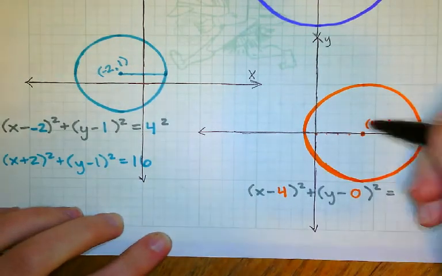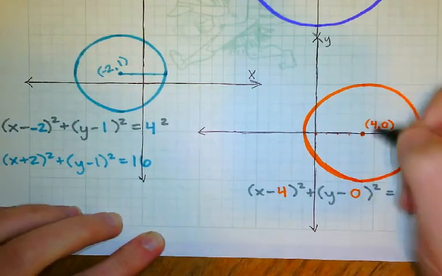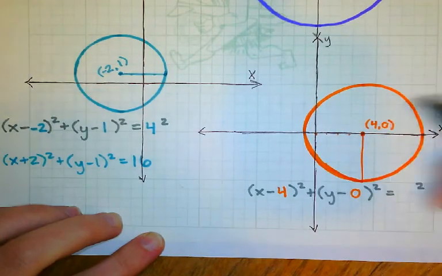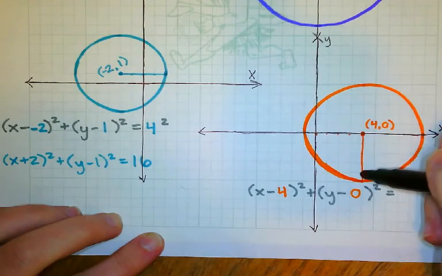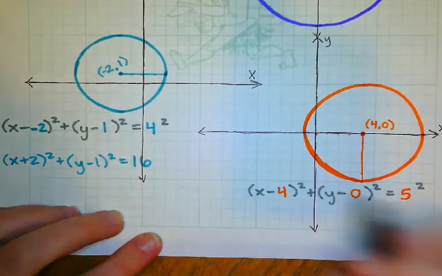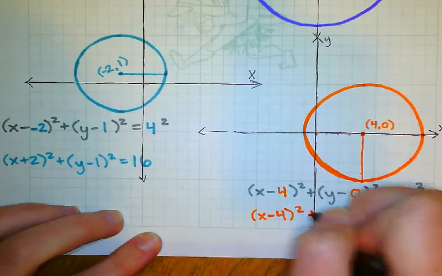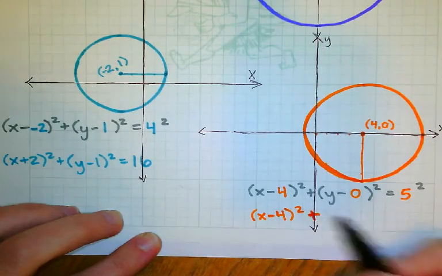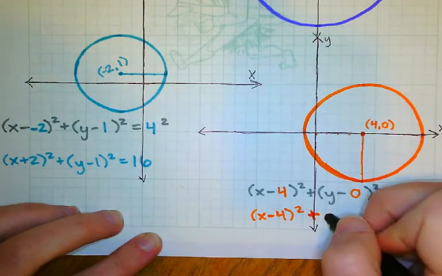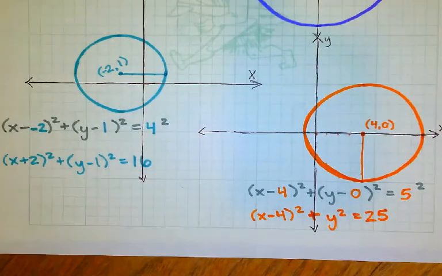And then my radius, we can either count it this way or count it straight down or to the right or up. If I went down, I'd be counting 1, 2, 3, 4, 5. So our standard form equation here would be x minus 4 squared plus y minus 0 doesn't change the y at all. 0 represents nothing, so this is just y squared equals 5 squared, which is 25. And there we go. That's the basics of a standard form equation for a circle.